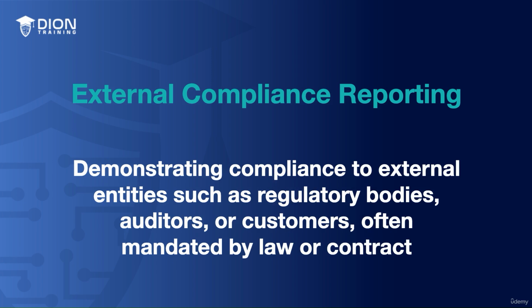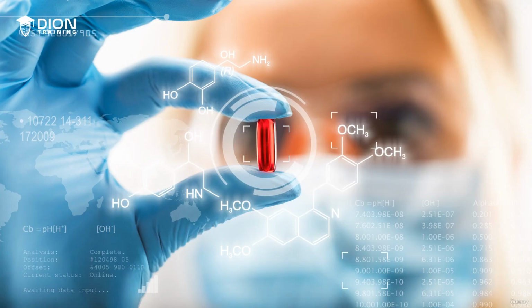External compliance reporting, on the other hand, involves demonstrating compliance to external entities, such as regulatory bodies, auditors, or customers. This type of reporting is often mandated by law or contract. For instance, a pharmaceutical company must submit regular reports to the Food and Drug Administration, or the FDA, detailing their adherence to good manufacturing practices, or GMP. These reports include data on product quality, safety measures, and process controls.